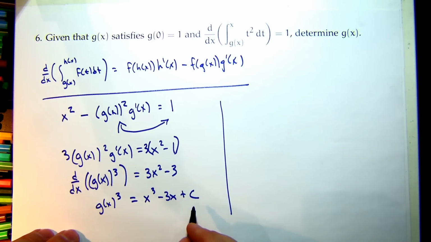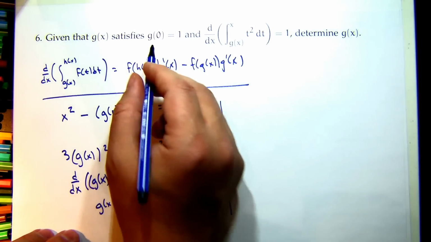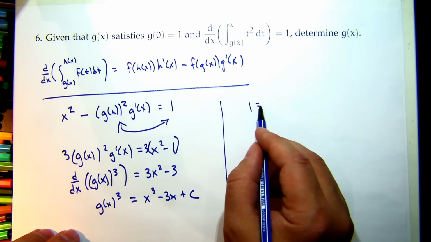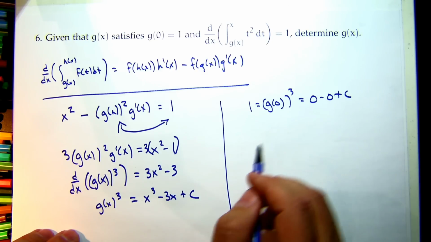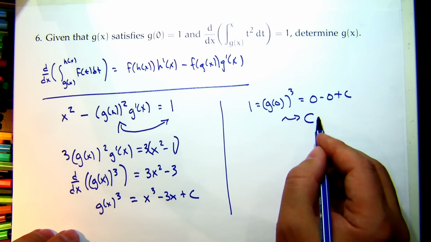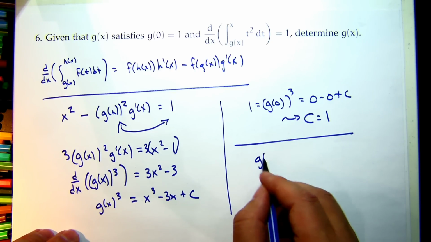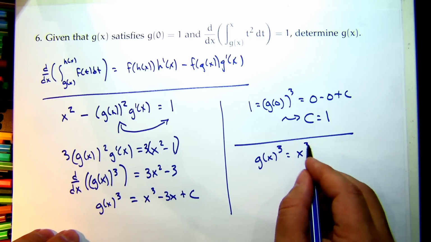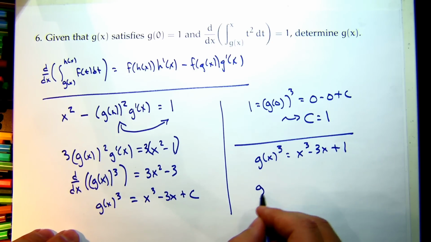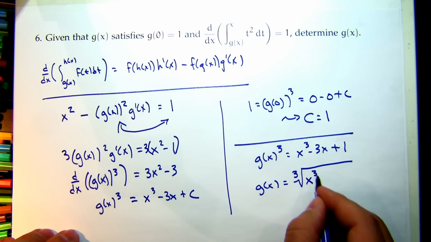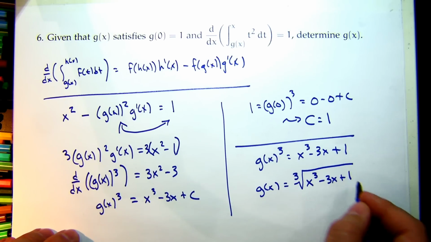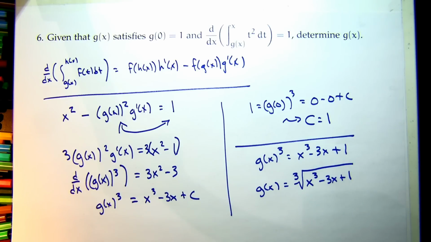So we're not done because we don't know c, but how do we find c? Plug in g of 0. So 1 is equal to g of 0 cubed is equal to 0 minus 0 plus c. So what does that say about c? c equals 1. So we now have that g of x cubed is x cubed minus 3x plus 1. So g of x, to get that, take the cube root. So g of x is the cube root of x cubed minus 3x plus 1. You know, in retrospect, we probably could have guessed that before we even started. No! We had to do the math! But we have the tools to do it.